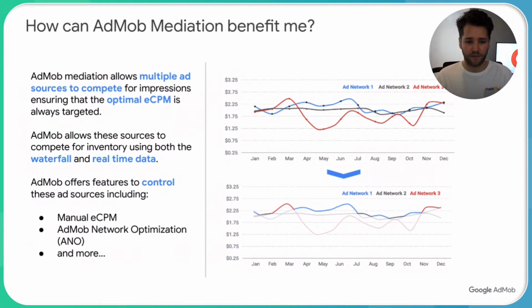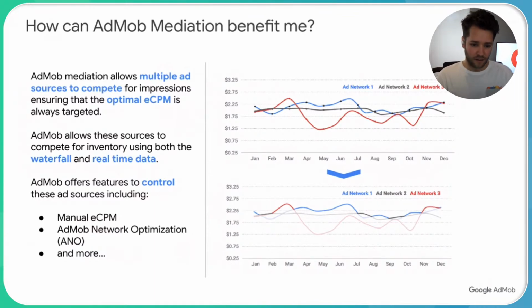And for this, you have two different types of mediation. You have the waterfall mediation, which is you asking network by network to provide an estimation of the revenue for an ad. And then based on the order you picked and the result, you will get the best one.